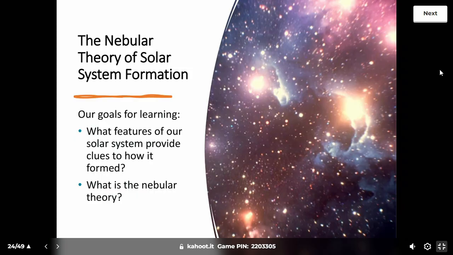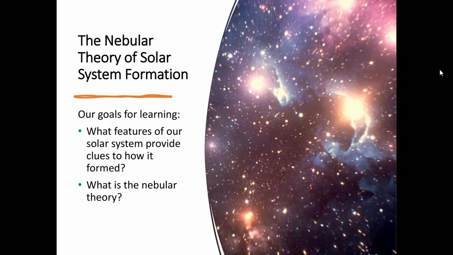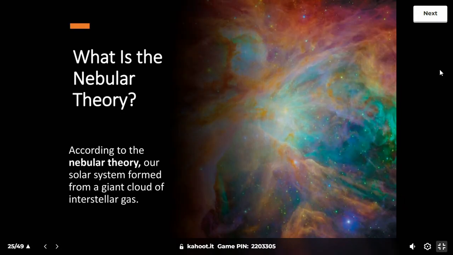So now that we've kind of seen a broad overview of the solar system, we need to come up with a theory to explain how it formed. So we'll talk about those features that point towards a theory that we can come up with, and the theory that we've come up with is called the Nebular Theory. So what is the Nebular Theory?